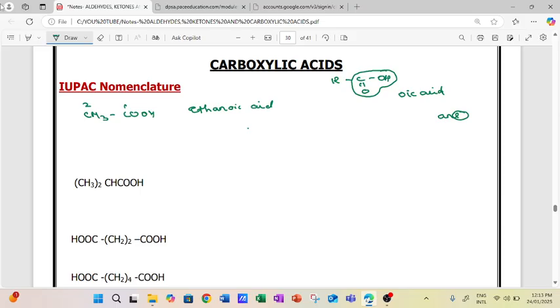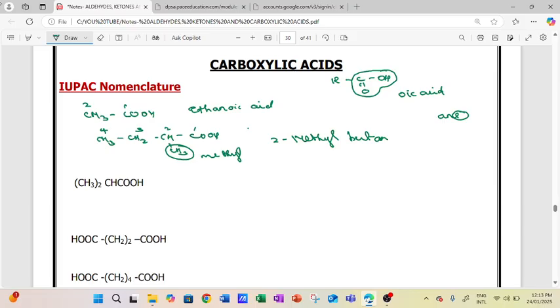Now I'll write a branched chain compound: CH3CH2CH(CH3)COOH. In this case, the longest carbon chain is this one, 1, 2, 3, 4 carbons, and this is the branch. The branch name is methyl, and a methyl branch is always used as a prefix. It is attached at the second position, so 2-methyl, and there are 4 carbons of butane, with AN because of the single bond. Butanoic acid.